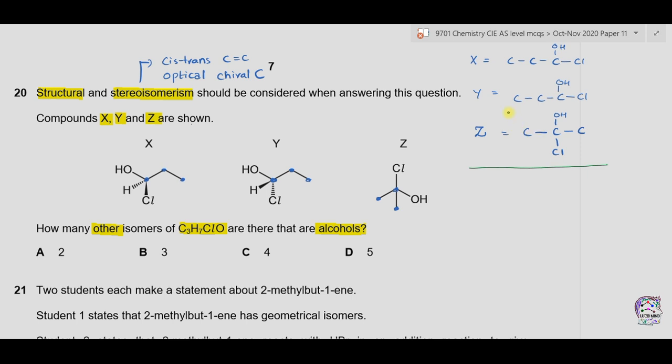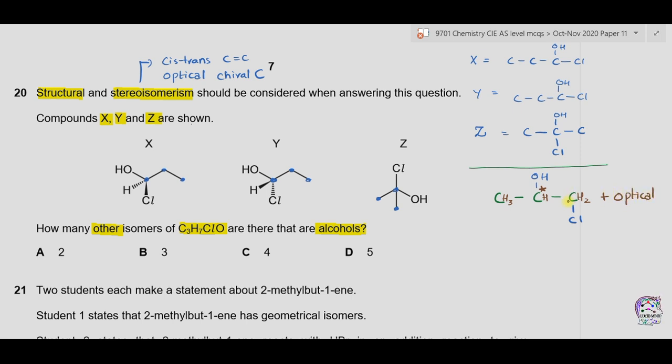Let's draw the structures that are different than X, Y, and Z. We have 3 carbon atoms, where OH is attached with the second carbon and Cl is attached with the third carbon. 3 hydrogen atoms are with this carbon, 1 with this, and 2 with this one. As we can see, the central carbon is attached to 4 different groups: one is OH, one is hydrogen, one is CH3, and one is CH2Cl. So therefore this is a chiral carbon, and there must be an optical isomer of this compound.